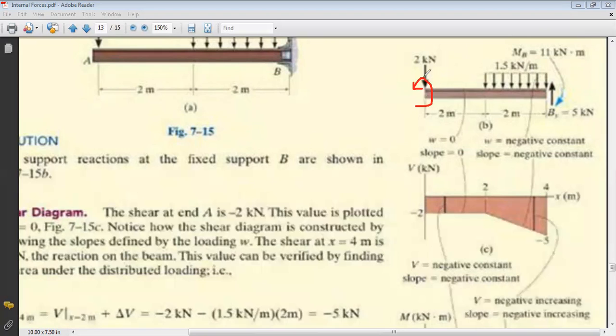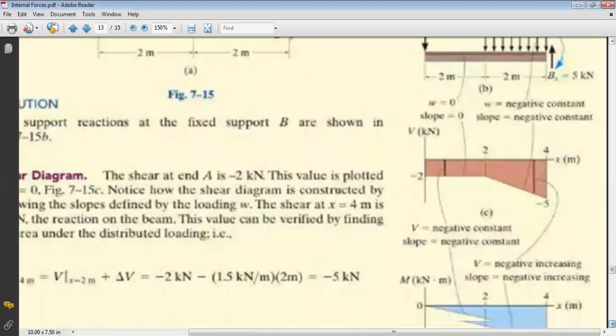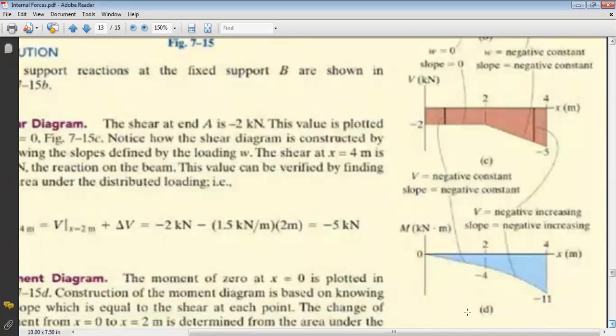The second possibility is if I have a fixity, because if I have a fixity, I will have a reaction moment, and then the bending moment will not start at 0. So now, since I don't have any couple or fixity here, I will start my bending moment at 0. So for my starting point, I will start from 0.